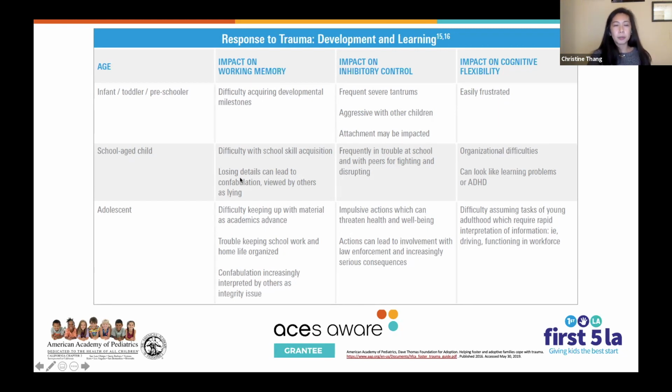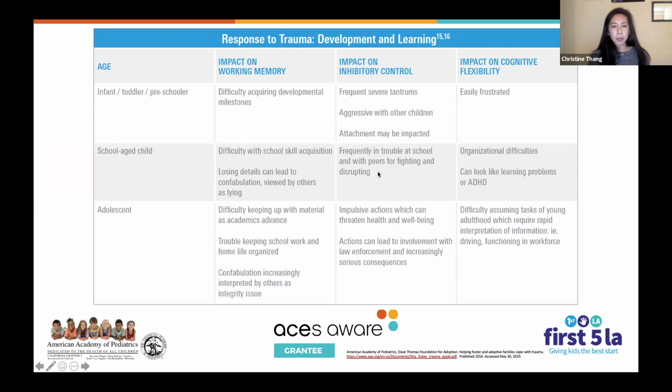Where we talk about their losing their details can lead to confabulation, being viewed by others as lying. Well, we said that when your hippocampus is offline, your memory and learning is impaired. So you may have some gaps in your memory because of this. And for a child who's constantly being asked, whether by the teacher, their physician, their social worker, whoever it might be, what happened, they have difficulty remembering these instances. But when an adult frequently keeps asking them this question, they feel like they need to fill in those gaps, right? And those gaps might not exactly be the truth. And here they get perceived as lying.